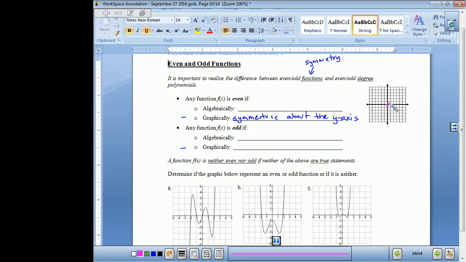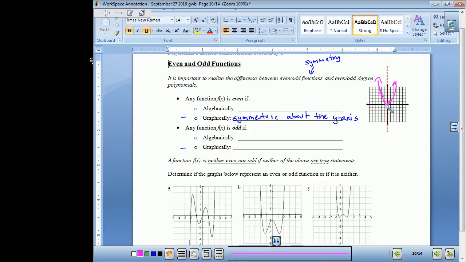And if we looked at the parent graph for this quadratic function, it looks like this. Anyway, it's symmetric about the y-axis. So what that means is if I fold it right down the y-axis, it would fold on top of itself. Right? So this parent graph for the quadratic has even symmetry. It would be an even function.